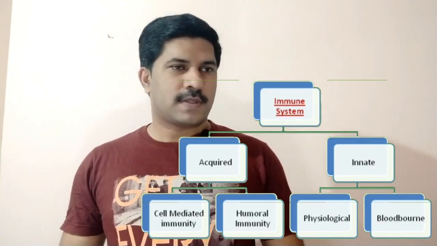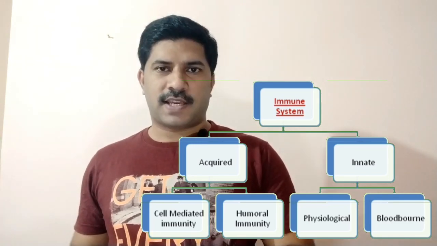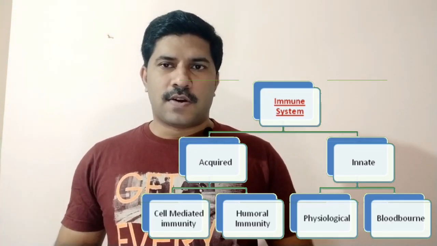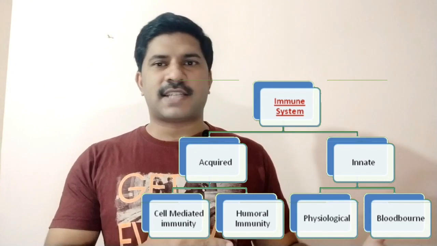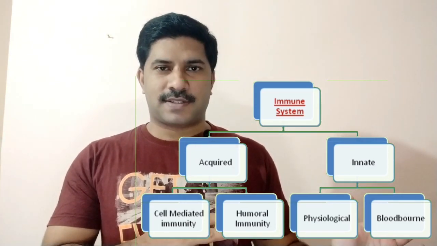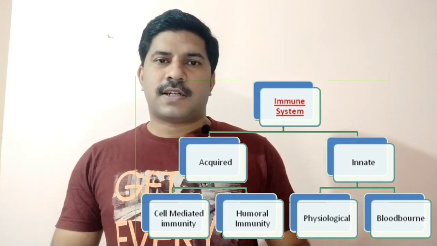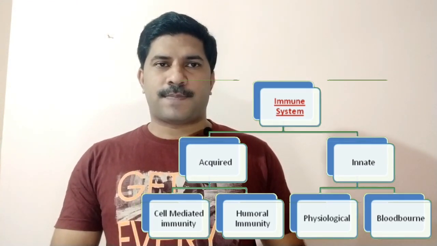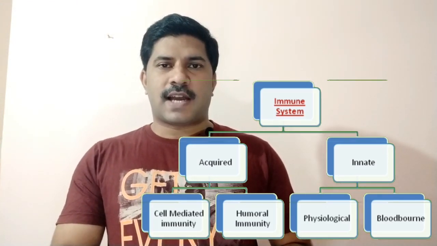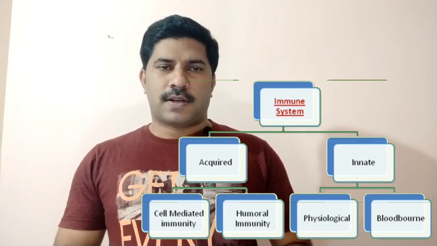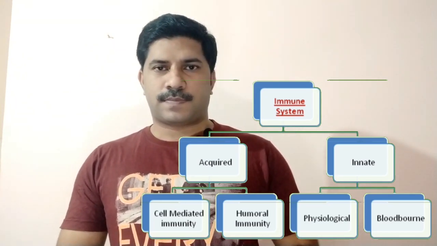The immune system is divided into two types: non-specific immune response and specific immune response. Non-specific immune response is again subdivided into two types, that are physical barrier and blood-borne non-specific immune response.